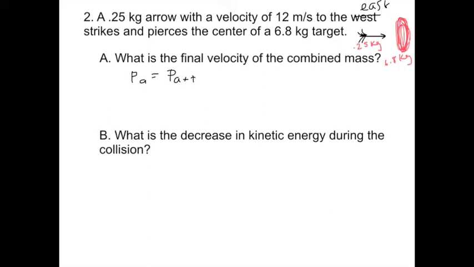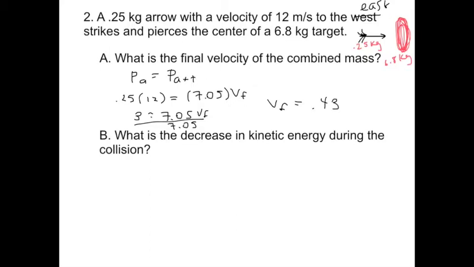So now let's solve for the final velocity of the combined mass. We get that the initial momentum is mass times velocity, so that's 0.25 times 12. And that will equal the combined mass of the two objects, so that's 7.05 kilograms, and then we're solving for final velocity. Now we get that 3 equals 7.05 times v final. We can divide both sides by 7.05 to find that the final velocity of the two objects is 0.43 meters per second.